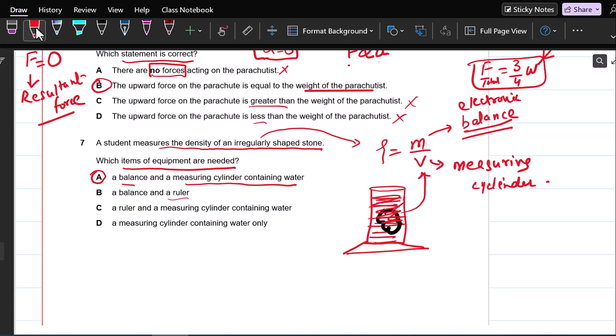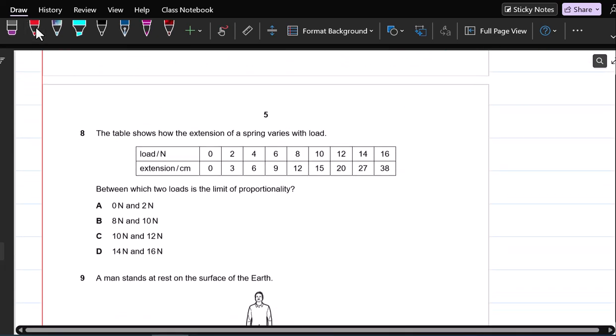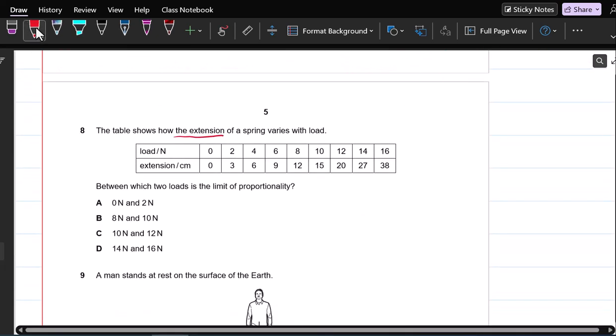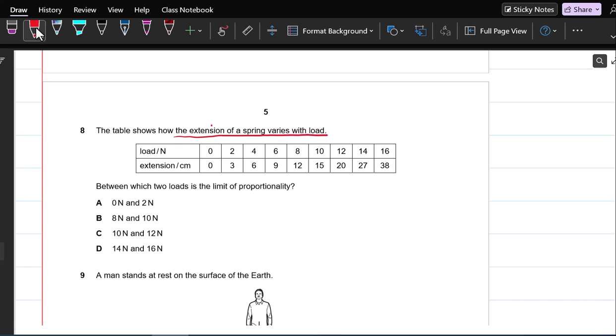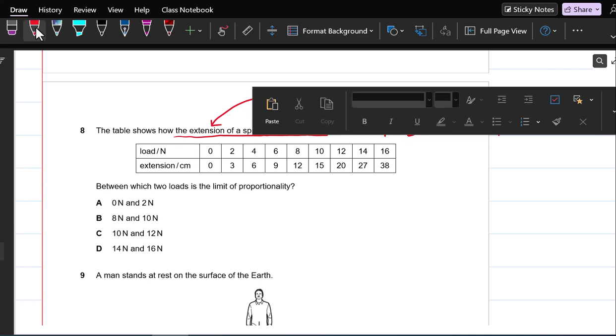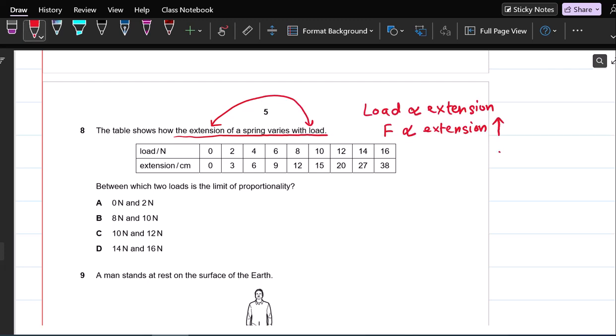So, moving towards the next question. The table shows how the extension of a spring varies with load. You know Hooke's law? Hooke's law says load is directly proportional to extension. In other words, load, which is a force, is directly proportional to extension. Which means if force is increasing, extension will increase, or when extension is increasing, force will increase. So that data is given.